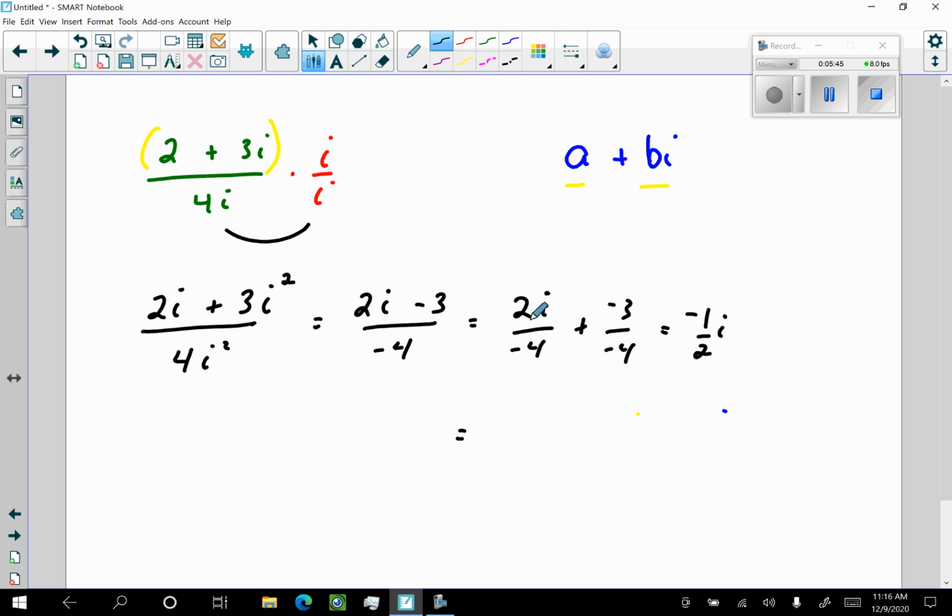I still have the i there. 2 divided by 4. 2 is 2 times 2. 4 is 2 times 2. One of the 2's cancel. Positive divided by negative is negative. Negative divided by negative is positive.